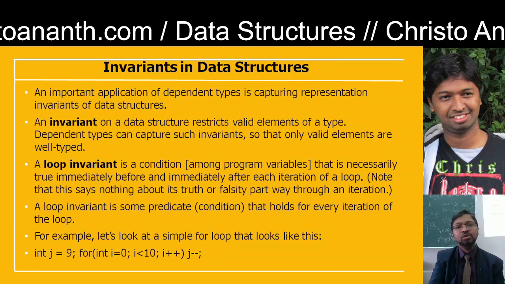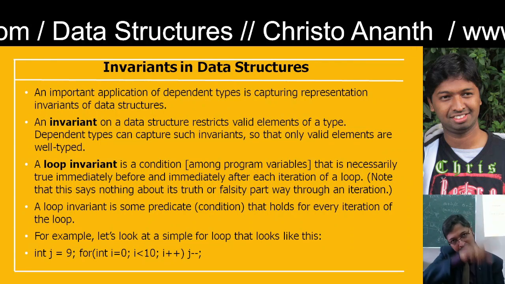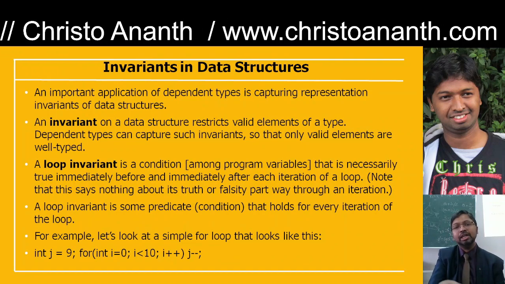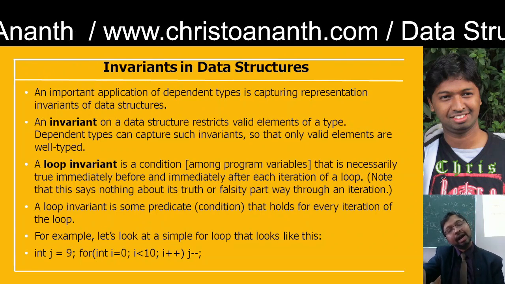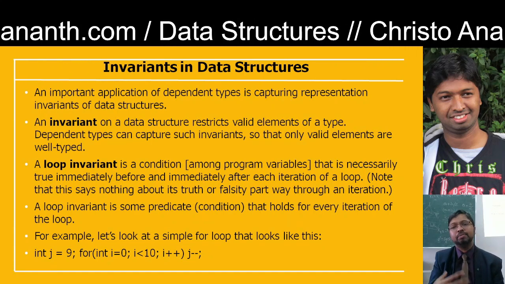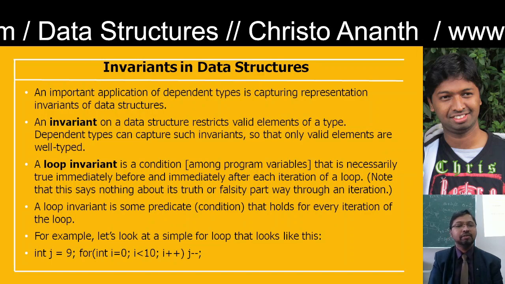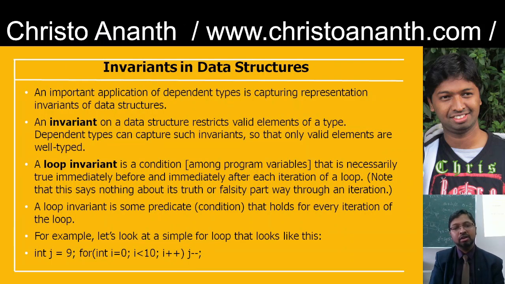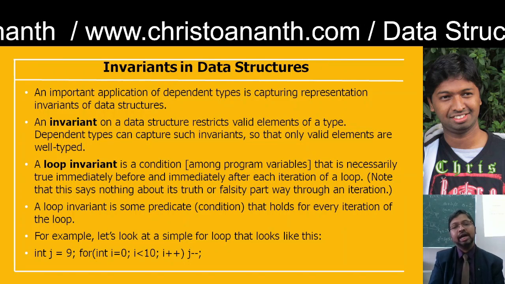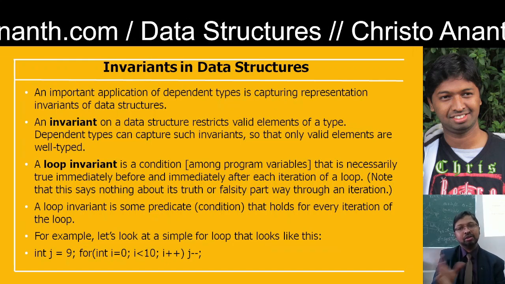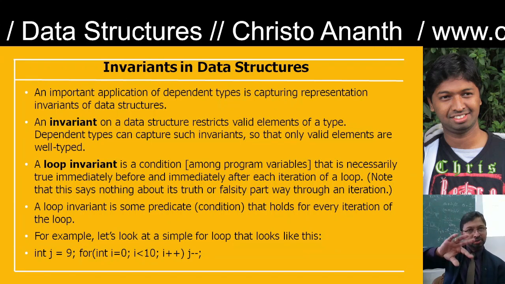Okay, then you have loop invariant. That's nothing but a condition that's going to go around the loop, that is going to be true immediately before and maybe immediately after the iteration of the loop. So a loop invariant is nothing but a predicate that is going to hold for every iteration of the loop. Maybe we will have this one: int j = 9; for (int i = 0; i < 10; i++), then you have j--, so that you are going to have it true before and maybe after.